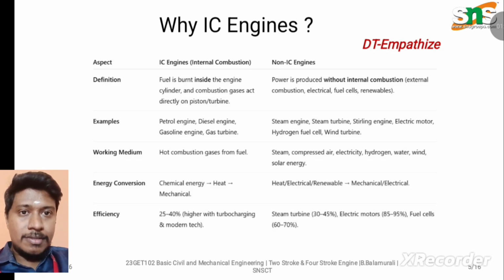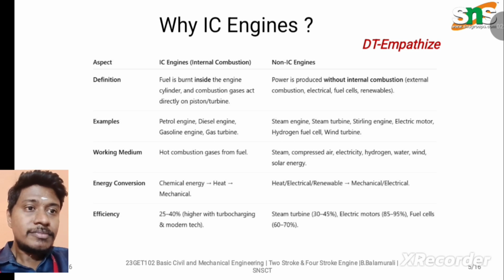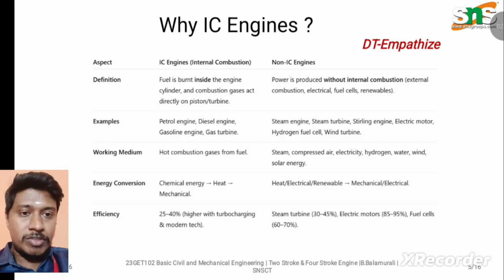Why IC engines? Fuel is burnt inside the IC engine cylinder and the combustion gases act directly on the piston or turbine. If it is not an IC engine, power is produced without internal combustion. Examples of IC engines are the petrol engine and the diesel engine, and the working medium is hot combustion gases. Energy conversion is from chemical energy to heat and then mechanical energy. Efficiency is 20 to 45 percent, and higher with turbocharging and modern technologies.